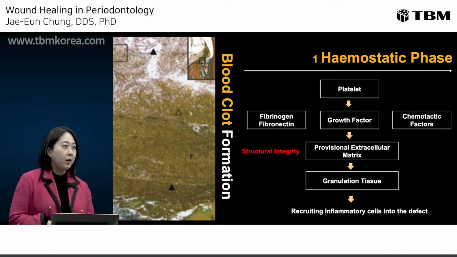In the first phase, also called the hemostatic phase, the blood clots are formed. As soon as the wound is created, platelets are released from ruptured blood vessels. Platelets release lots of growth factors, and fibrinogen and other chemotactic factors are combined to make a provisional extracellular matrix. The provisional extracellular matrix is the start point to recover the structural integrity, and then granulation tissue is formed at the wound site. The granulation tissue will recruit a variety of inflammatory cells into the defect.